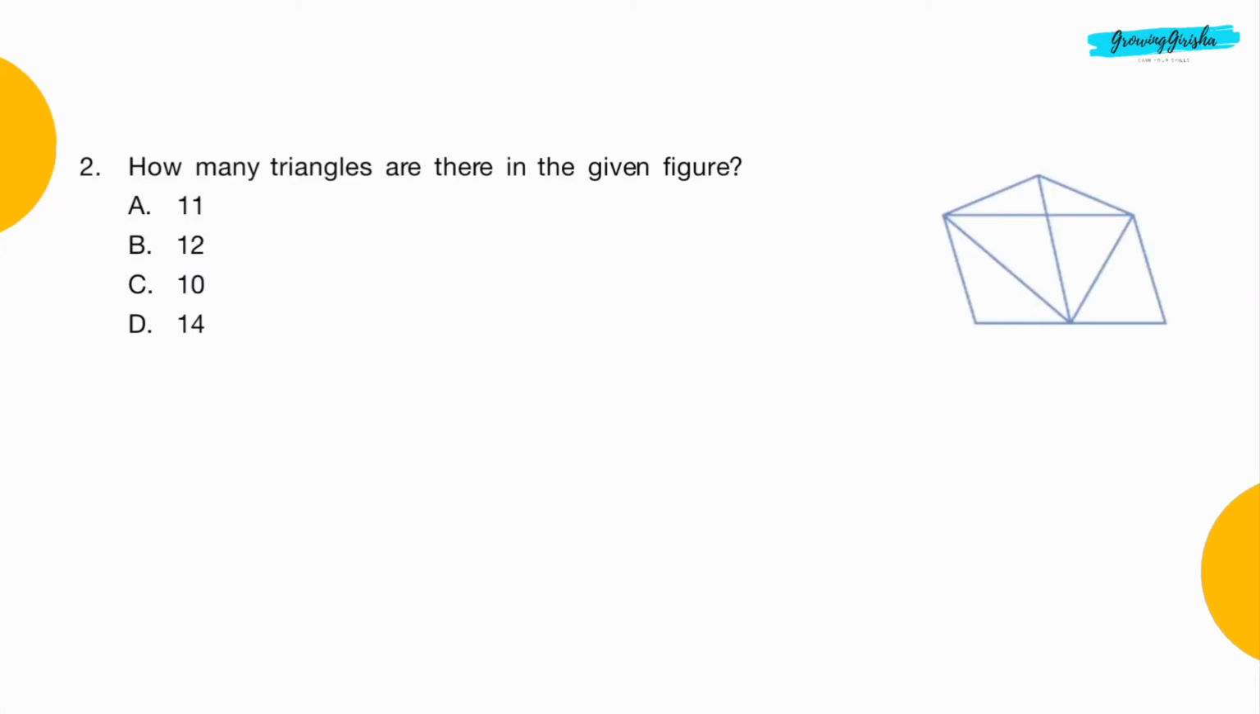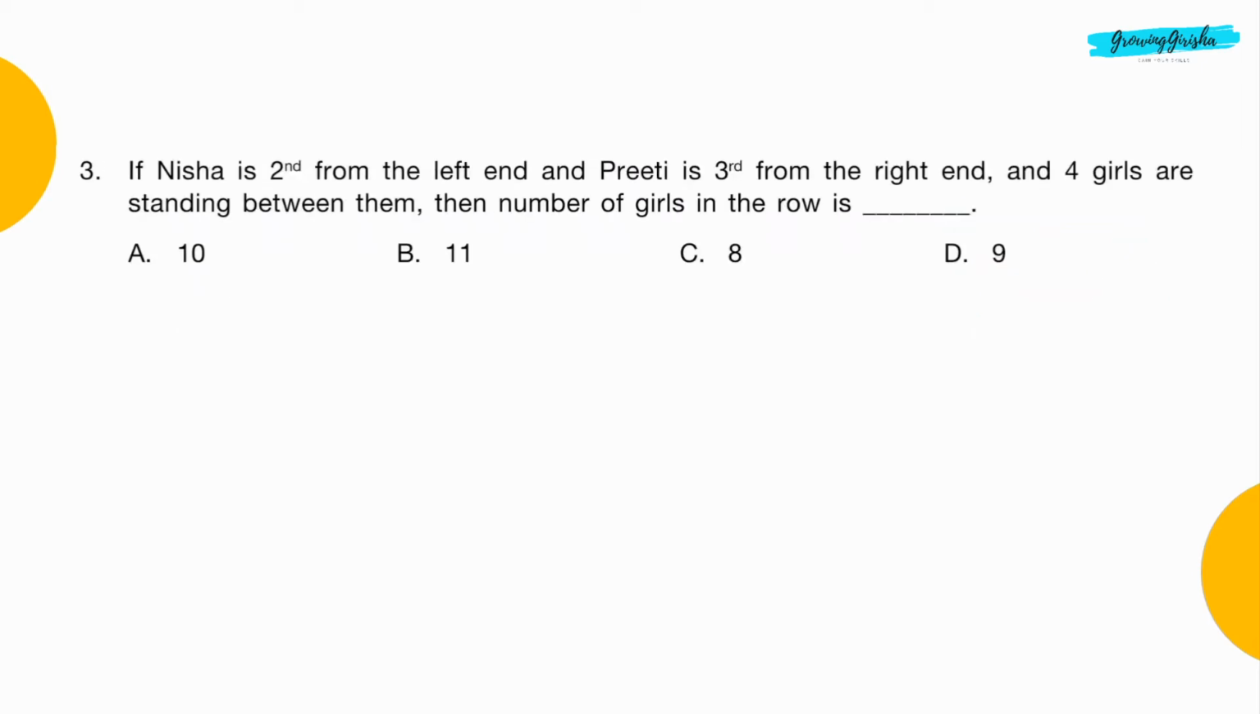Question 2. How many triangles are there in the given figure? Option C. 10. Question 3. If Nisha is second from the left end and Preeti is third from the right end and four girls are standing between them, then the number of girls in the row is dash. Option D. 9.